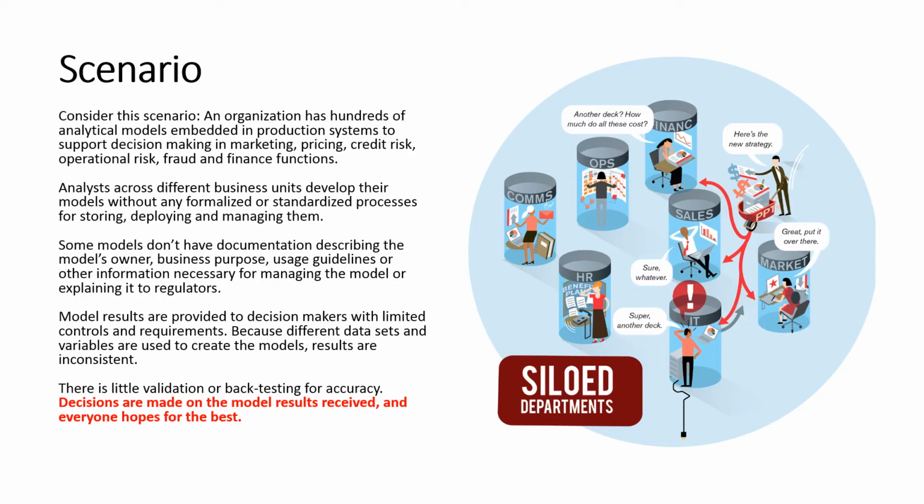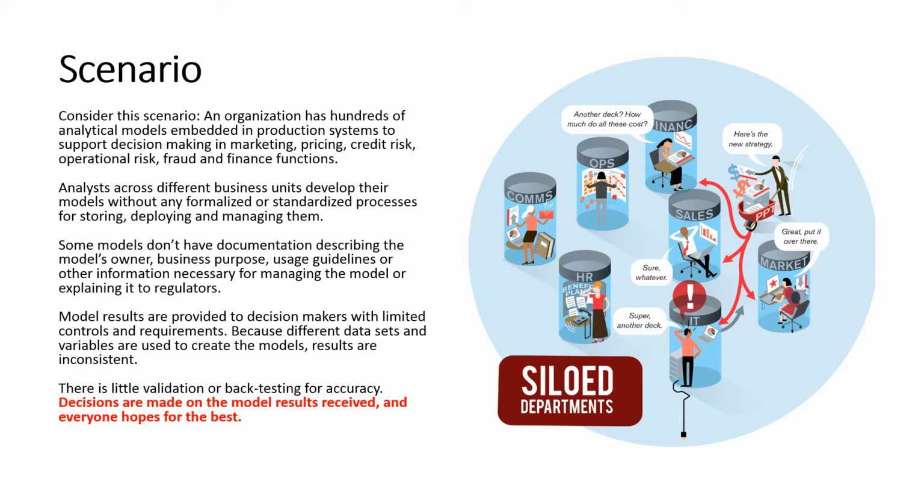Consider this scenario: an organization has hundreds of analytical models embedded in production systems to support decision making in marketing, pricing, credit risk, operational risk, fraud, and finance functions. Analysts across different business units develop their models without any formalized or standardized processes for storing, deploying, and managing them. Some models don't have documentation describing the model's owner, business purpose, usage guidelines, or other information necessary for managing the model or explaining it to regulators.